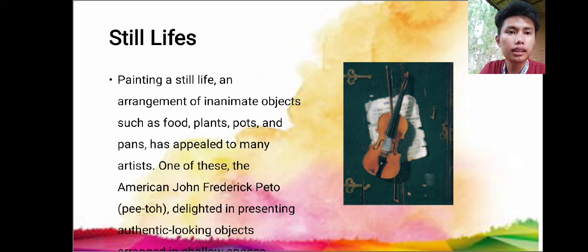Next is still life painting. So this painting is a still life, an arrangement of inanimate objects such as food, plants, pots, and pans, which has appealed to many artists. One of these is the American John Frederick Peto, who delighted in presenting authentic-looking objects arranged in shallow spaces. So this is the example.